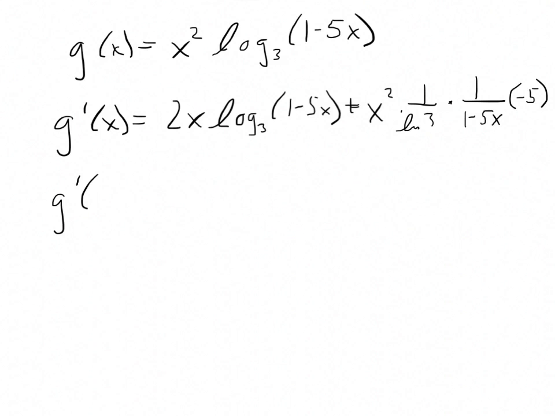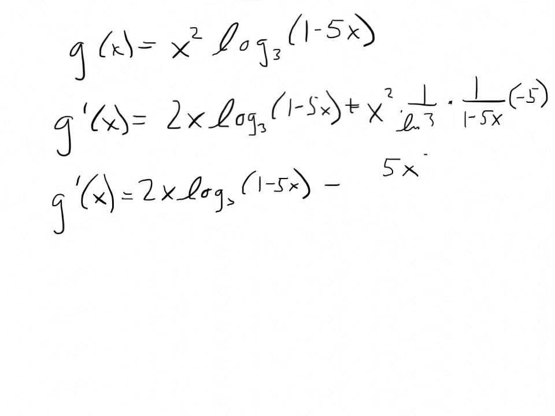To be honest, I don't think there's very much you can do to make this prettier. I'm just going to make that second term a little bit nicer. Let's see, what would I do? I guess I would put the 5x squared on top, and on the bottom I would just do ln 3 times 1 minus 5x. And I suspect that's about the best we can do.